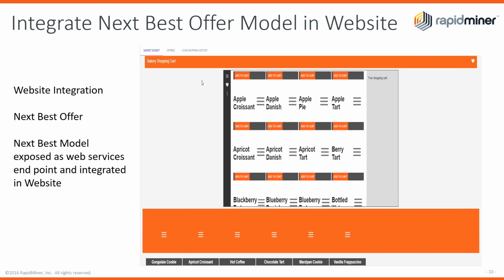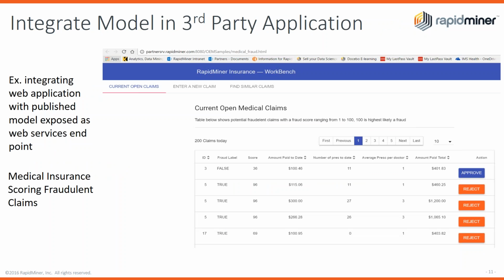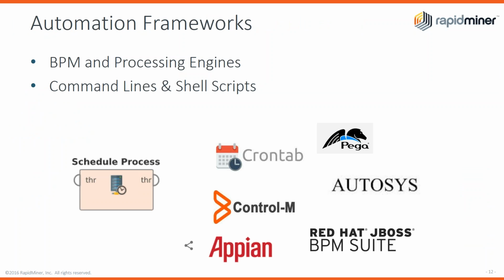We saw the pastry website, so we're able to make recommendations. You buy a coffee, maybe you would consider buying a Danish. And then the medical fraud claims application was another example. We saw it giving us results, but also the ability to score those claims dynamically, and then also tell us why a particular claim could be fraudulent, and it's up to the business users to go back and make that decision. And then in terms of automation frameworks, any process that you build can be called. There's a schedule process operator available, so for BPM engines, command line, or shell scripts, you can plug RapidMiner into those frameworks to automate a process.